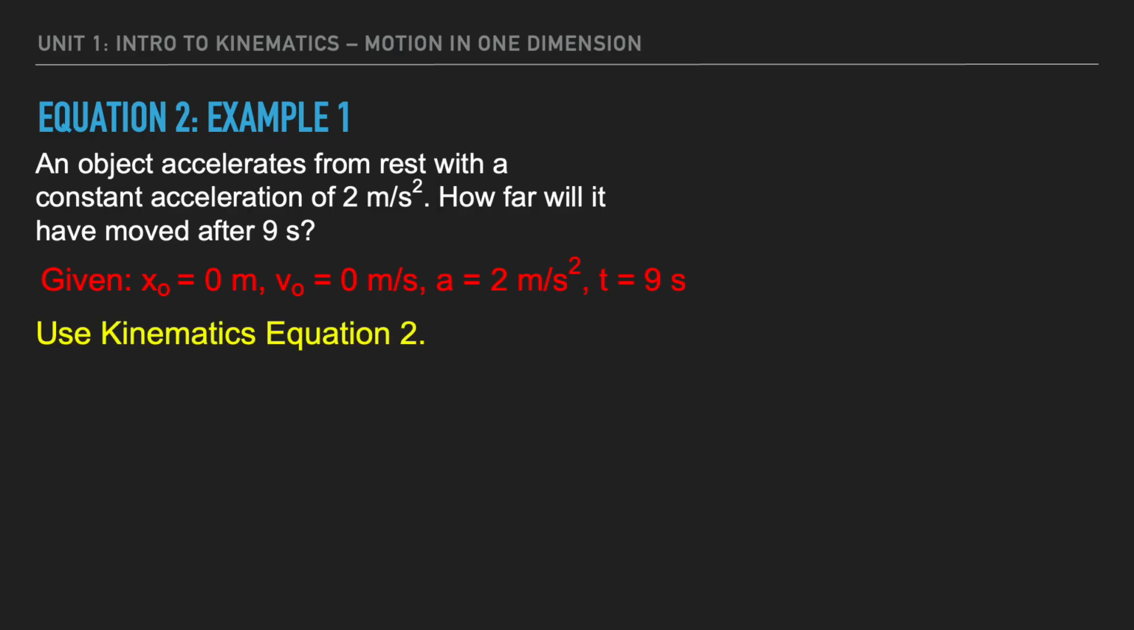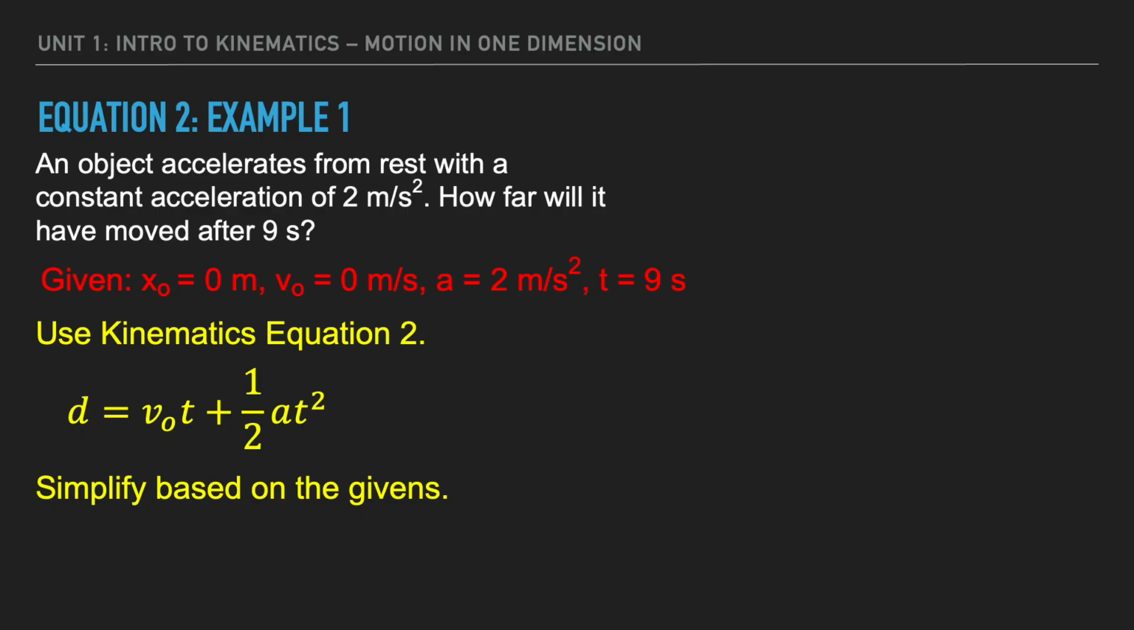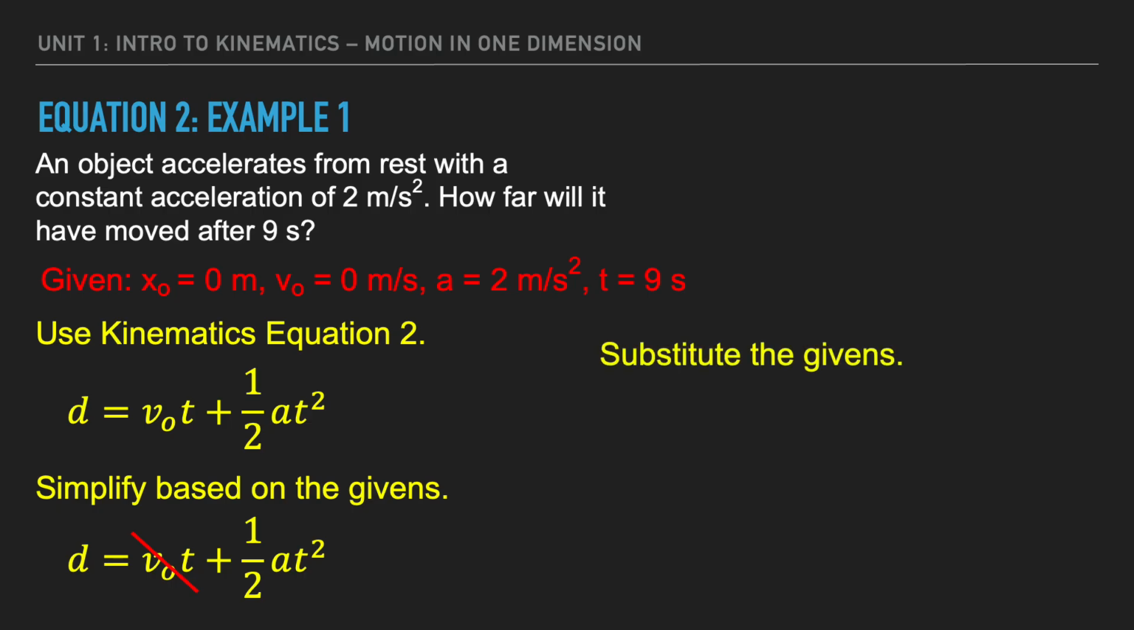So we're going to use kinematic equation 2. So I use that first d form. I'm going to simplify based on the givens. Once again, it's good to show your work on this. So there's the equation that I'm going to use, and the v naught term goes away. Next, I'm going to substitute the givens. So there's my substitutions: 1/2, the a is 2, the t is 9. When I crunch that number, I get 81 meters. So it will have moved 81 meters after being accelerated for that long.